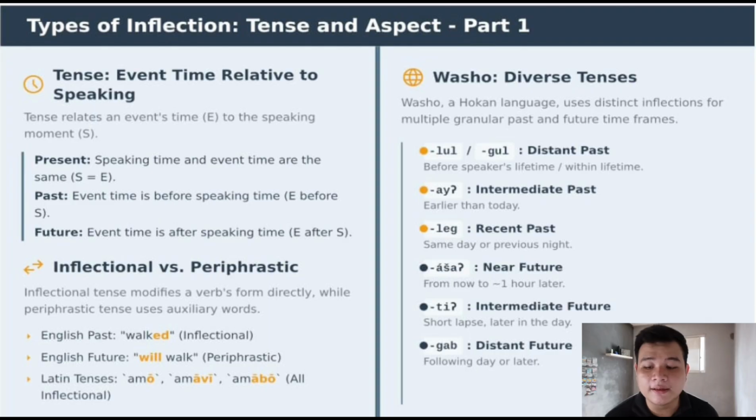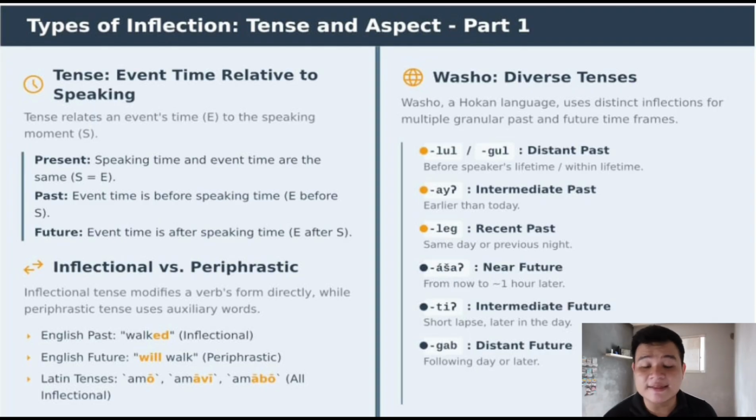So, okay, we move to the next slide and we're going to talk about tense and aspect. Tense describes when an event happens compared to the time of speaking. There are three basic tenses. Present, the event happens at the same time as speaking. The second one, past, the event happened before speaking. The third, future, the event will happen after speaking.